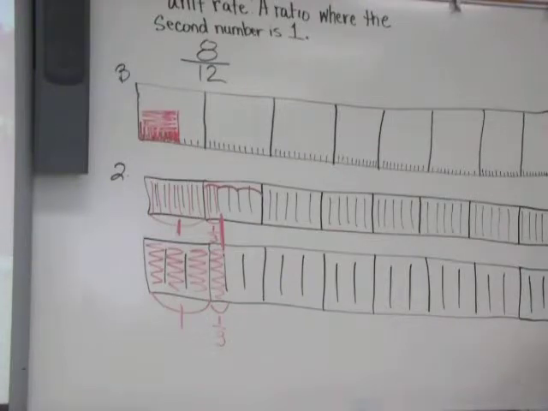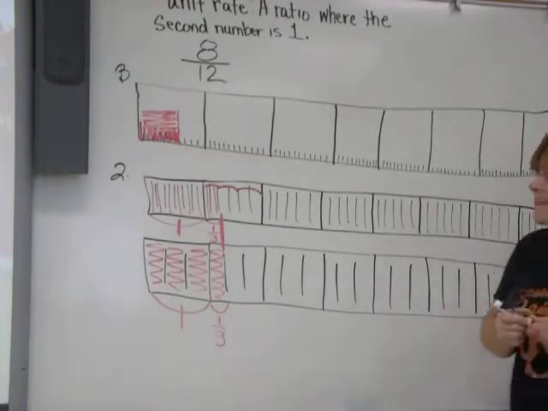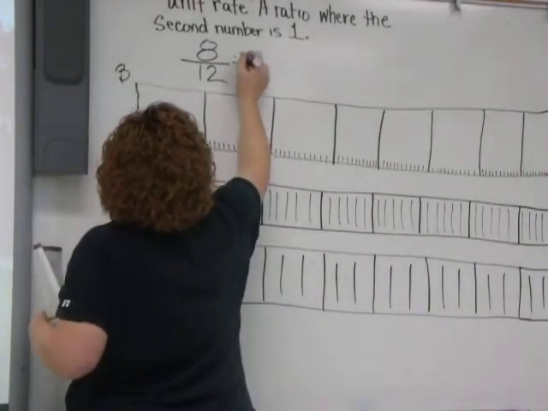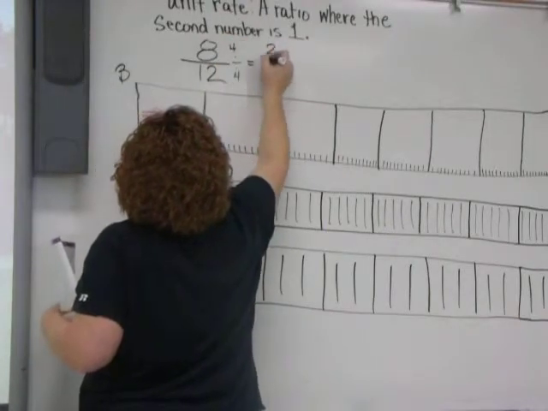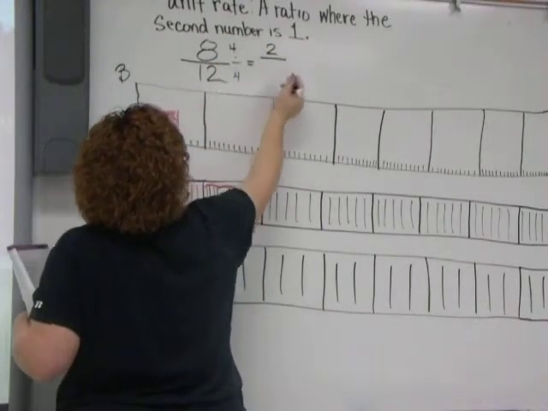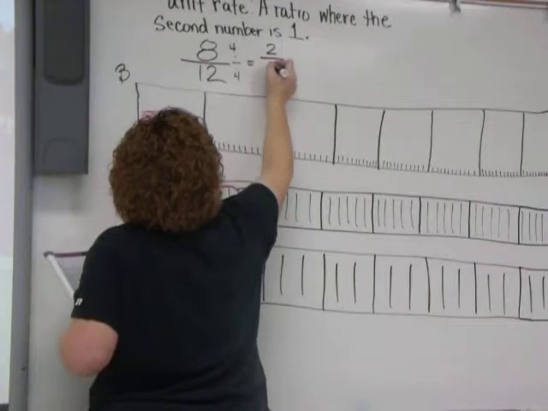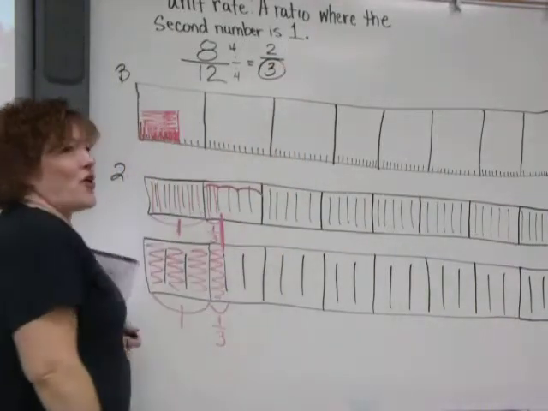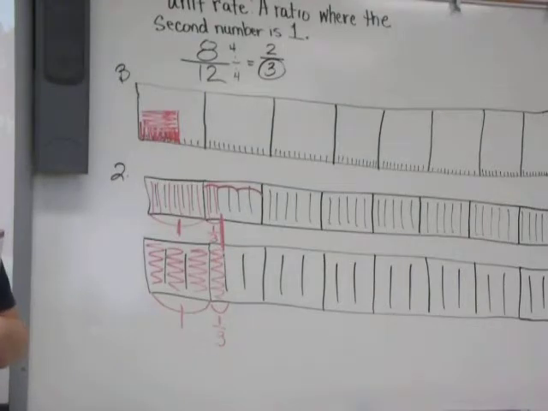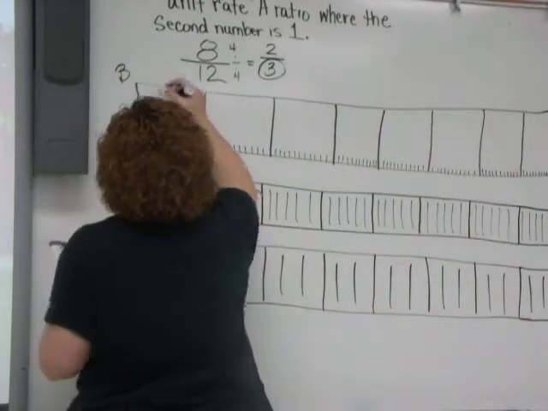So, can 8/12 be reduced? Yes, by 4. 4 will go into 8 2 times. 4 will go into 12 3 times. So I'm going to break it into thirds on the top. How many marks is that? 2.